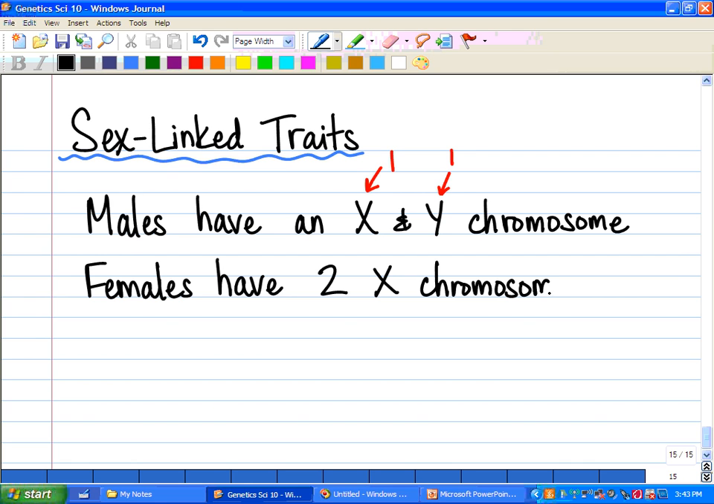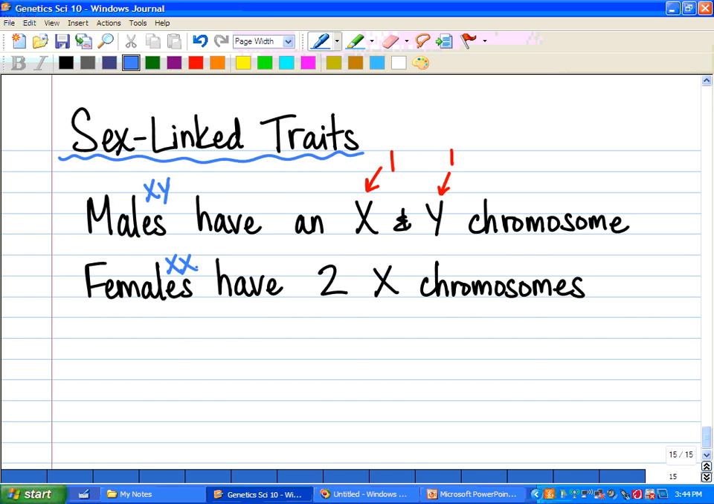So females don't have a Y chromosome. They just have 2 copies of X. So males are going to be XY, and females are XX. And then we've got actually 22 other pairs of chromosomes that would be all the same. But that's what separates males from females.